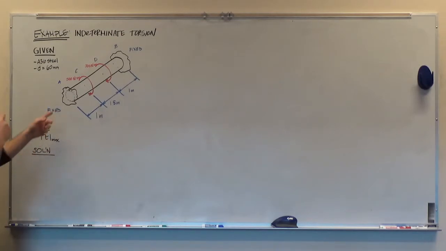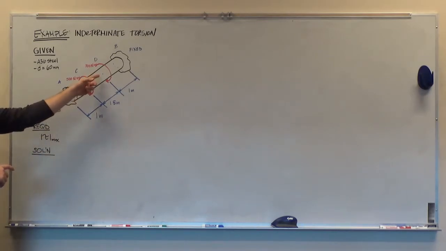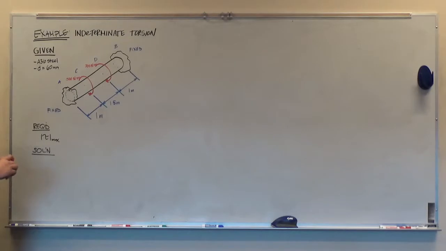It's supported between two fixed supports at points A and B, and then at intermediate points C and D, we have a torsional moment applied at each. We have a 500 Newton meter external torque applied at C, and in the same direction we have a 200 Newton meter torque applied at point D.